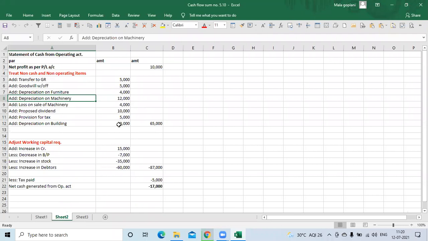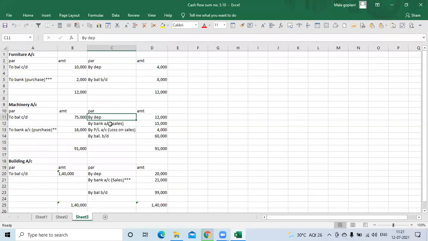Write down: add depreciation on machinery 12,000, in the inner column. It is there on the screen if you want to check. Okay, done with the depreciation. Done? Yes, ma'am. Tell me what about sales of machinery? Ma'am, it will go in investing activity. Add or less? Add. Why add? Cash inflow. Very good.